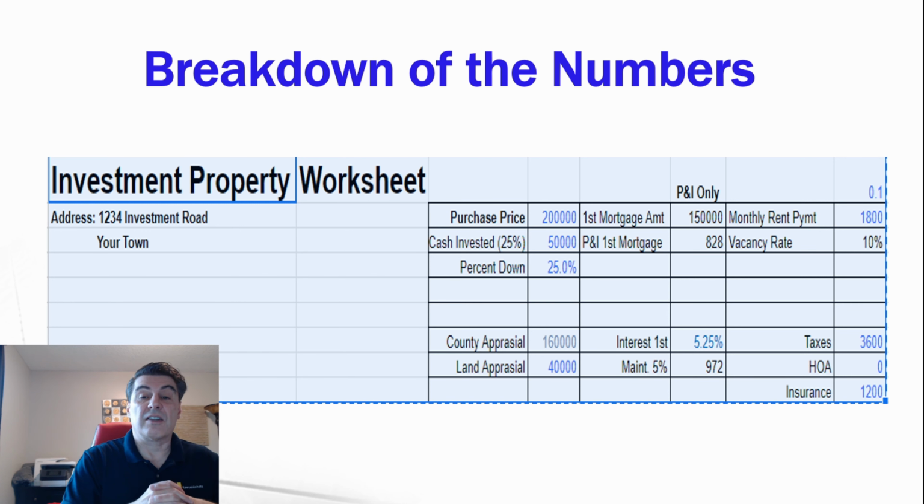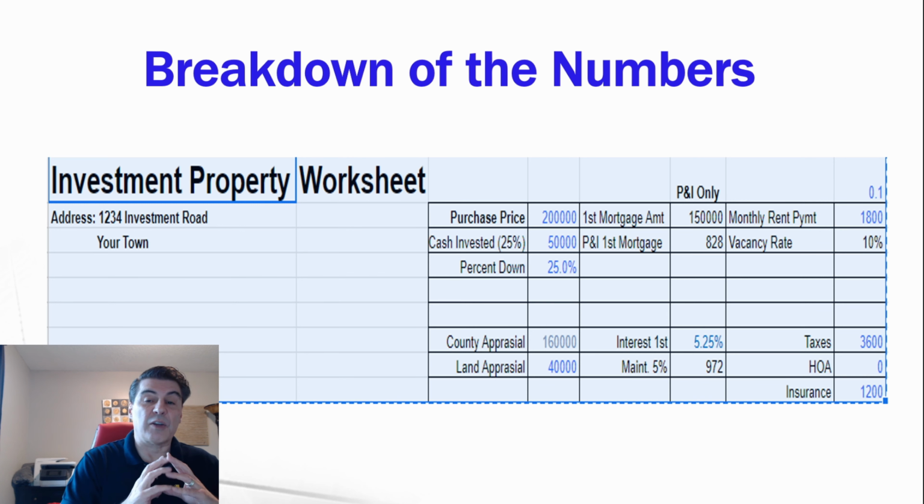Then you'll see to the right middle that you have a P&I of $828. Monthly rent is $1,800 with a vacancy rate of 10%. You drop down below on the county appraisal, that's $160,000 as we discussed, with a land appraisal of $40,000. Interest rate is 5.25, and on this example I put down a maintenance fee of 5%, $972.